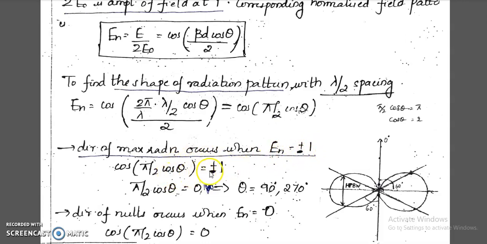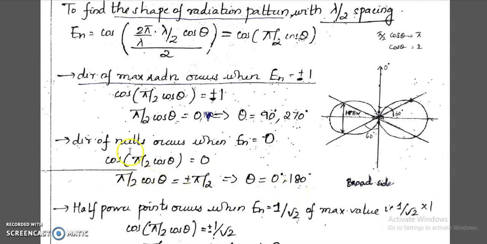So cos (pi by 2 cos theta) is plus or minus 1. So you will get pi by 2 cos theta is equal to 0 and 180 degrees. When we rearrange, you will get cos theta is equal to 0 is only valid. What is the reason? If we consider 180, that is pi, when we rearrange, cos theta becomes 2. Cos theta is equal to 2 is not a valid case. So it is not possible. So we consider 0 only. Solving this equation, you will get theta is equal to 90 and 270. We get the maximum value at the angles 90 and 270.